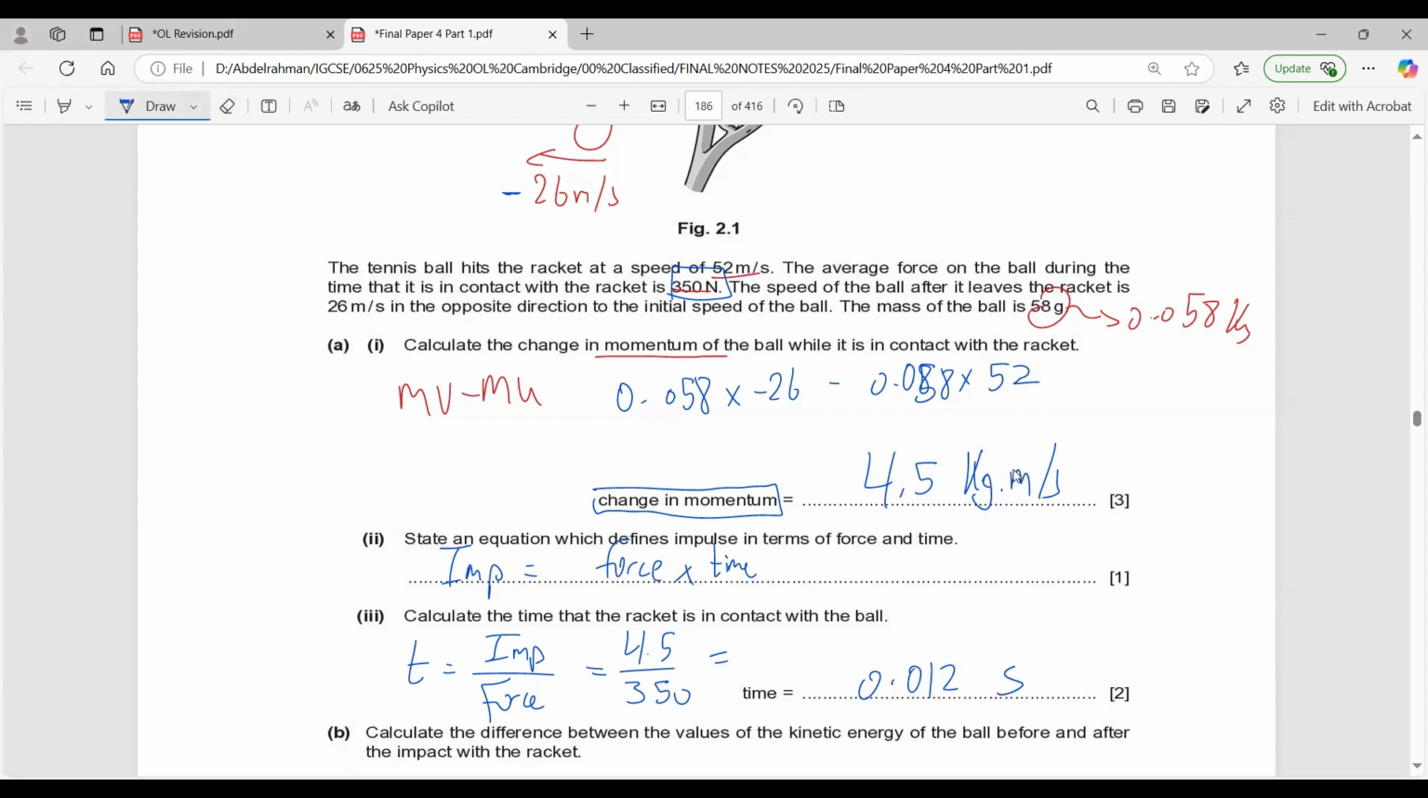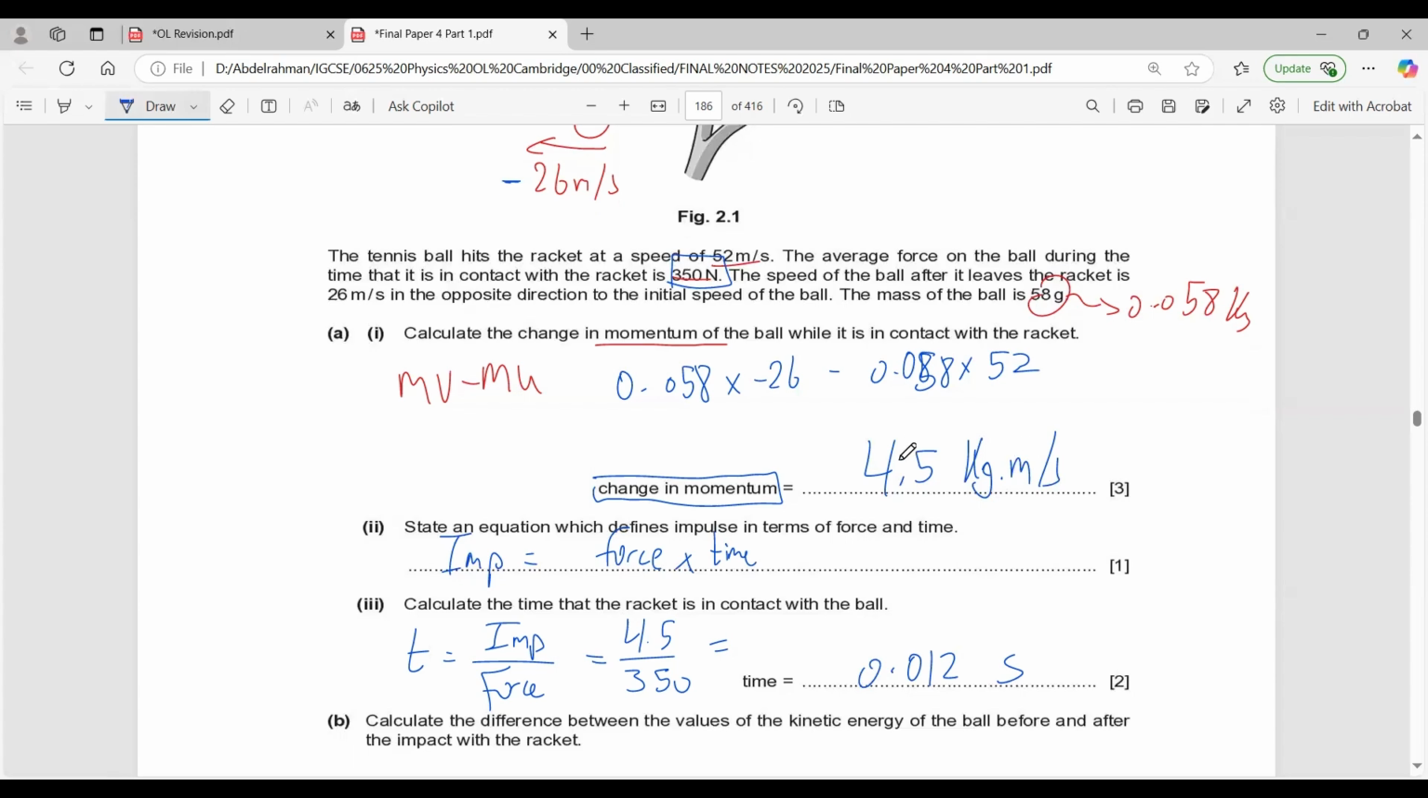If you left the impulse as negative 4.5, which wouldn't have been wrong yet, then you would have found the time to be negative 4.5 over 350, which is negative 0.012 seconds. The ball has moved back in time. So the ball is a time traveler, which is definitely wrong. If the impulse was negative 4.5, the force needed to be negative 350. The negatives need to cancel out.